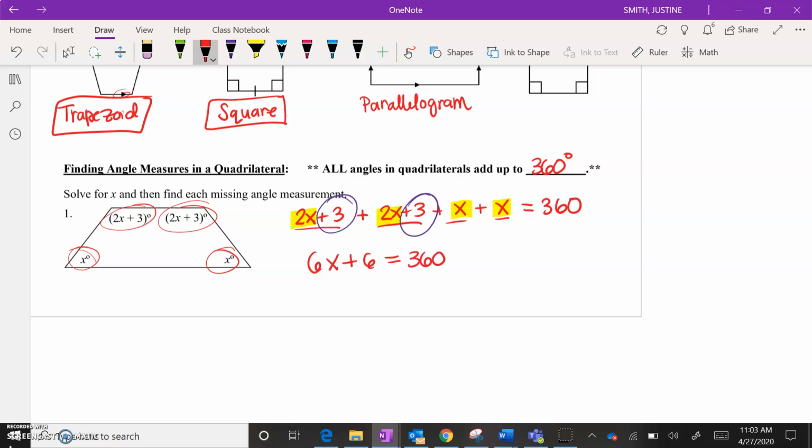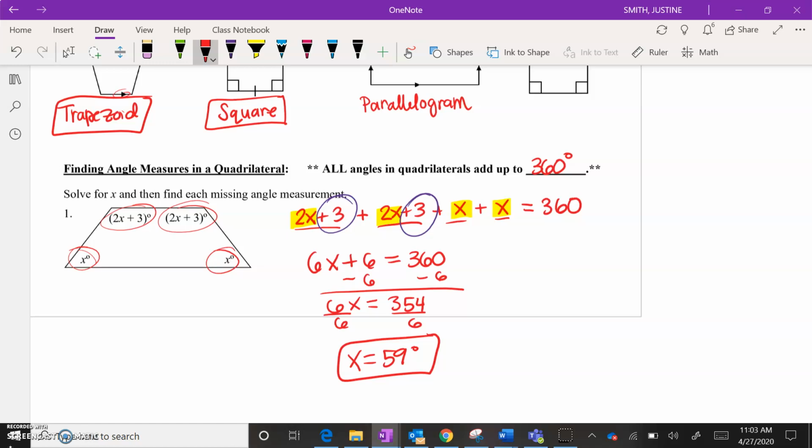And I'm just going to go ahead and solve that. So I get 6x is equal to 354. And then I'm just going to take 354 and divide it by 6. So I know that x is equal to 59.